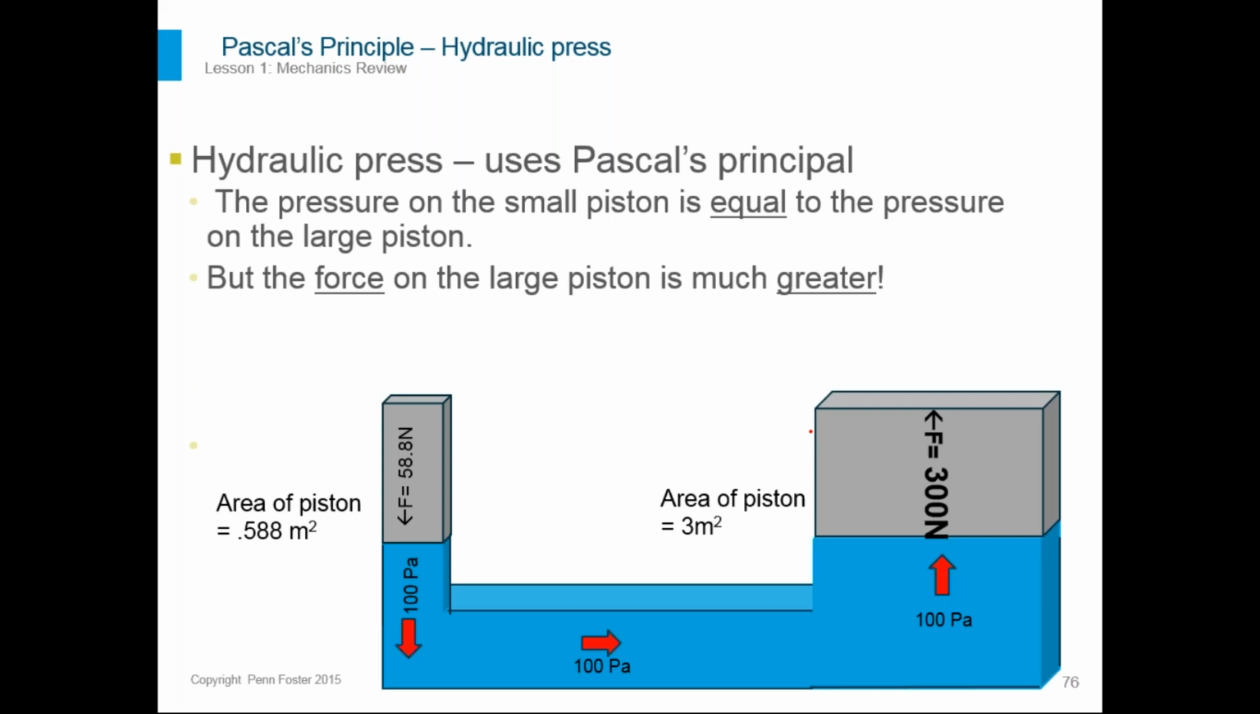So you could see this small piston here had a force of 58.8 newtons. It made a pressure of 100 pascals. Over here we have the same 100 pascals over a different area, and so it's making a bigger force of 300 newtons. So that's using Pascal's principle. It's called a hydraulic press, and that's the whole idea, is you have the same amount of pressure, different areas, that's going to result in different forces.